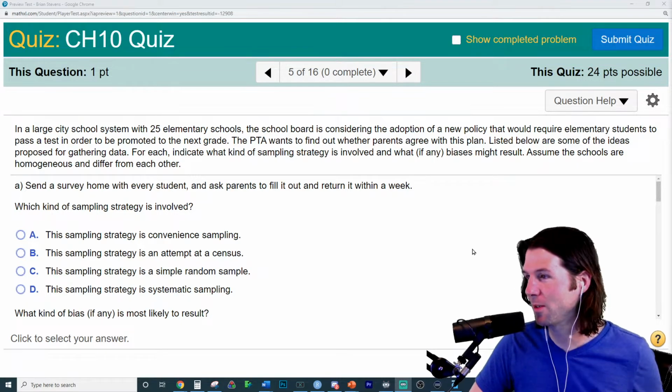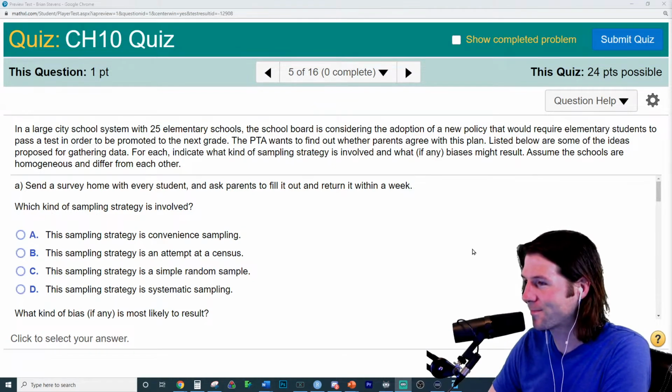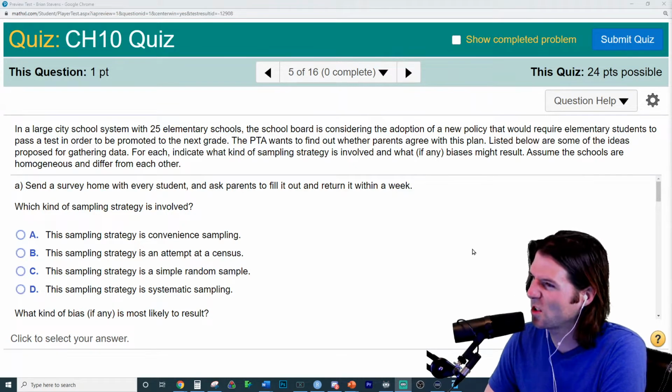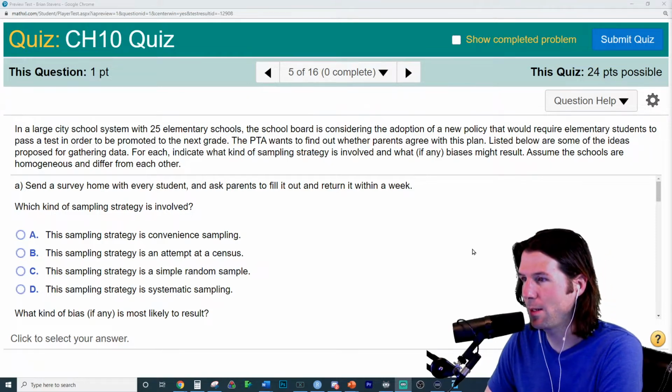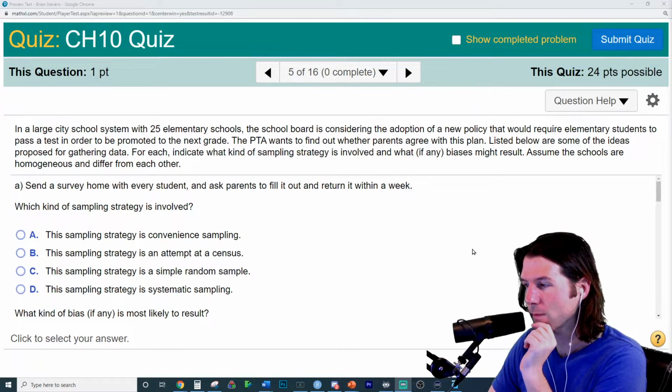I promise you I know the answer. Their goal is to get every student. I know this one for certain. Their goal is to get every student. That's their goal, as in they might not achieve it, but they're going to attempt it. So which one would this be? A, B, C, or D? Their goal is to get every single student to respond.